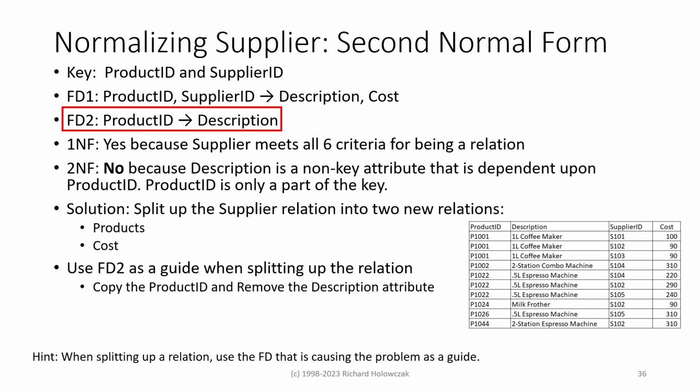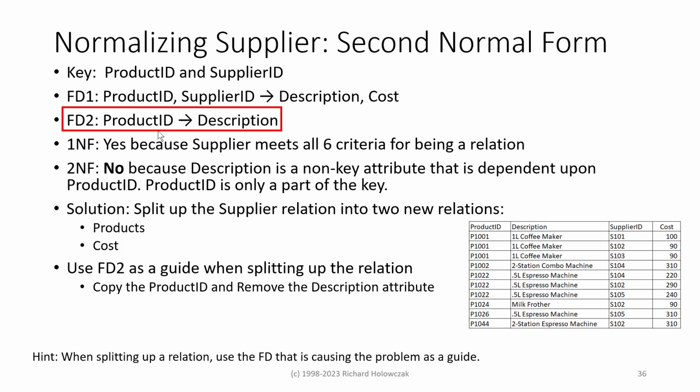How do we split them up? Do we just randomly grab some attributes and tear them apart into two pieces? No. We use the functional dependency that caused the problem as a guide. In this case, functional dependency 2 caused the problem, so we're going to use it as a guide. And what do we do? This formula always works.